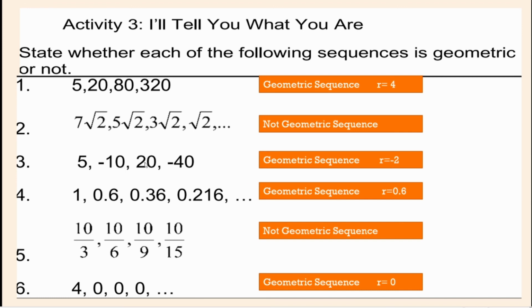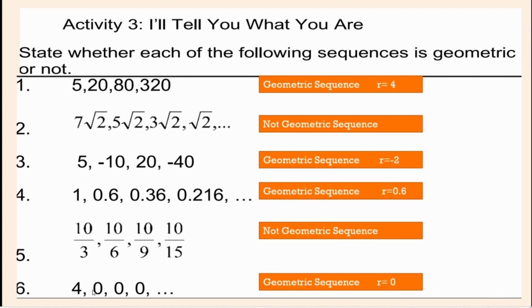Number 4 is 1, 0.6, 0.36, and 0.216, and so on. This is a geometric sequence since we have 0.6 divided by 1 is 0.6, 0.36 divided by 0.6 is 0.6. Therefore, our common ratio is 0.6, and this is a geometric sequence. Number 5, it is not a geometric sequence. Even though we have the same numerator, we don't have a common ratio.